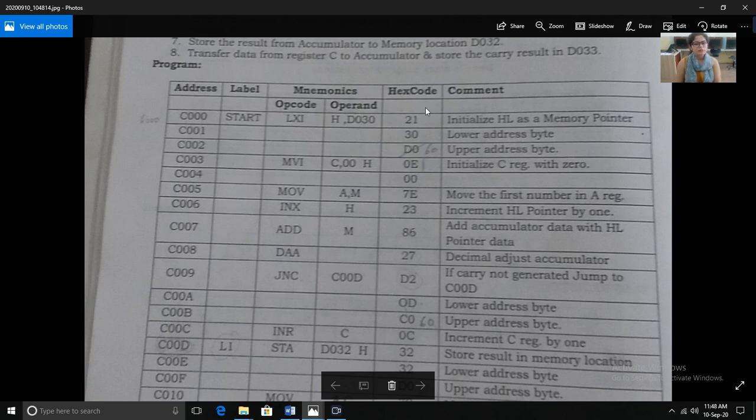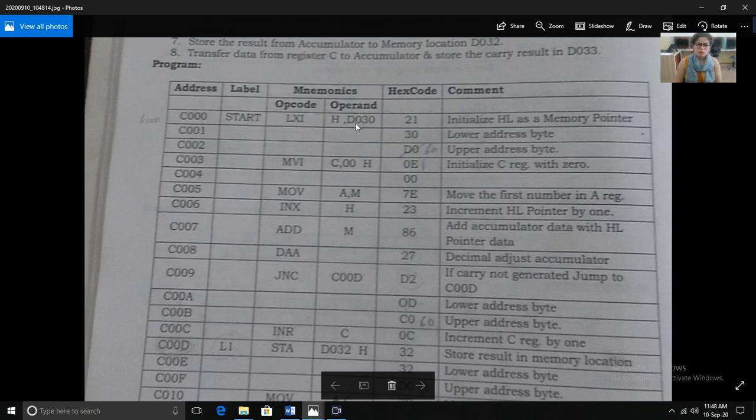So this is the reason why we have to type the addresses here. Every time you use addresses, you have to type them in hex code, because we type only hex codes in the 8085 kit. So you have to write the lower address byte first. The lower address byte is 30. Upper address byte is D0.